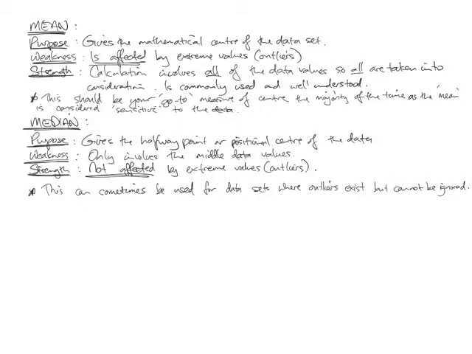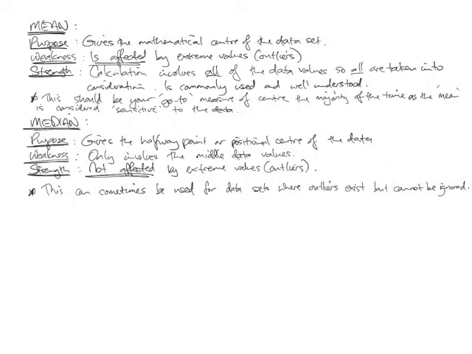Now the last measure of center, the median. What's its purpose? It tells you the halfway point or the positional center of the data, not the mathematical center of the data. What's the weakness? It only involves that middle bit of data. Everything else is ignored. Everything else is just there to tell you the position of it, but you ignore it. None of the other data values are involved in the mathematics of finding the median. And what is the strength of the median? It is not affected by extreme values. So the mean is affected by extreme values. The median is not affected by extreme values such as outliers.